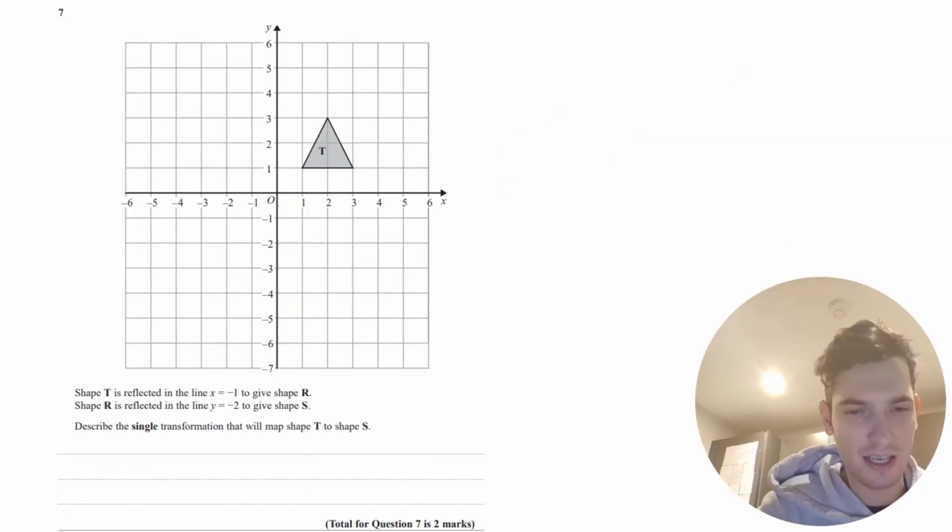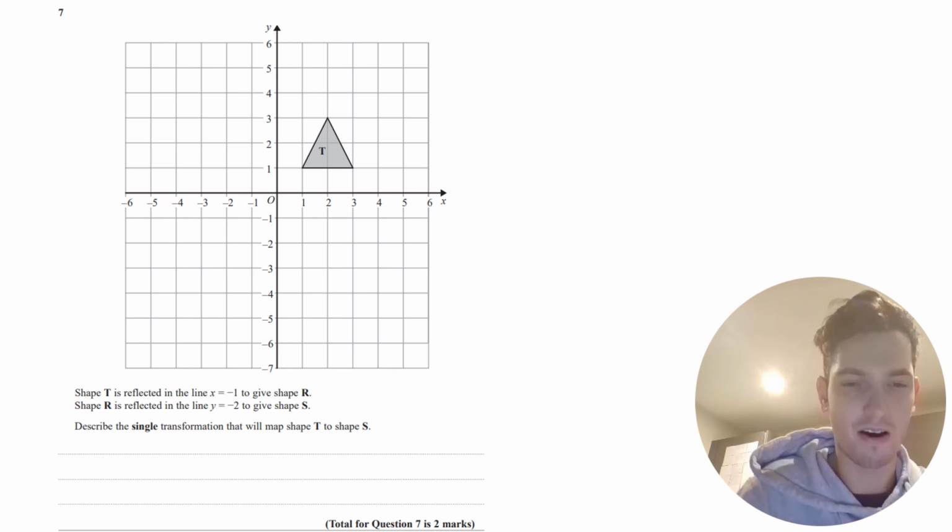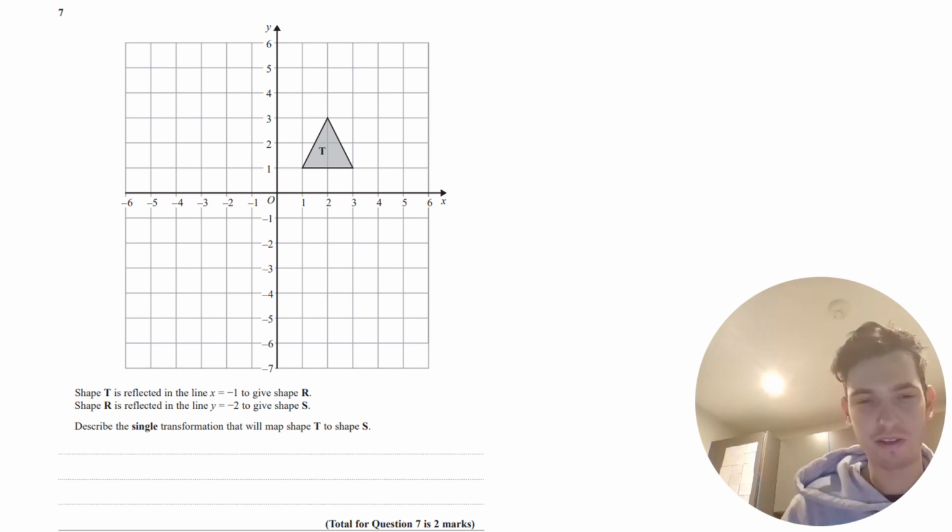Okay, shape T is reflected in the line x equals minus 1 to give shape R, and then I reflect shape R in another line. Describe the single transformation that will map shape T onto shape S. Okay, so before I do that, let's draw in these lines x equals minus 1 and y equals minus 2.